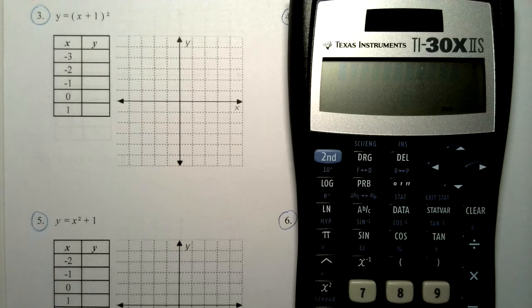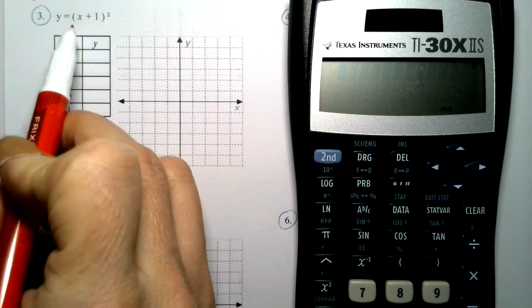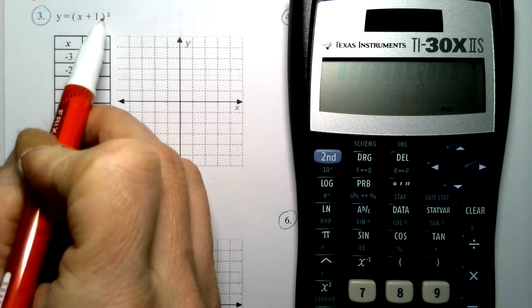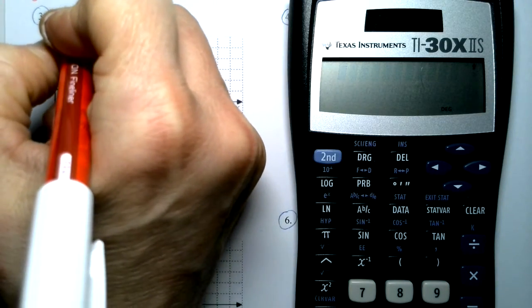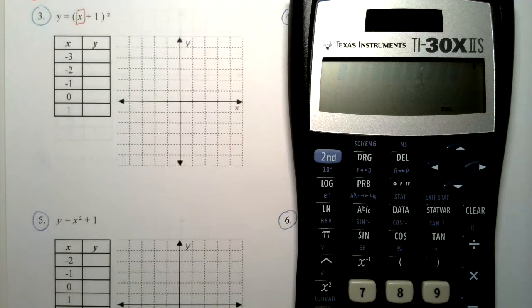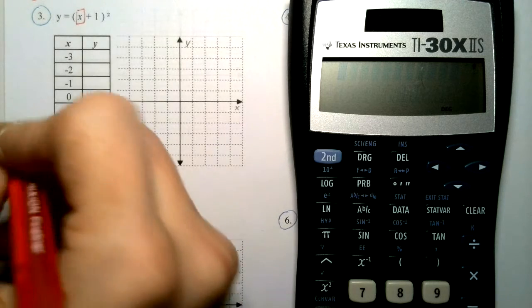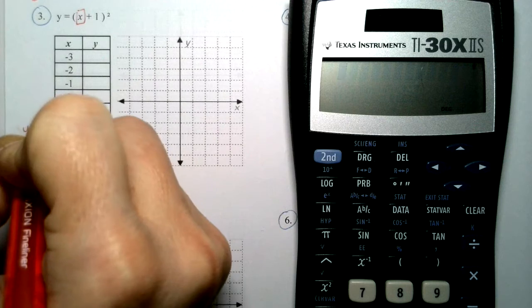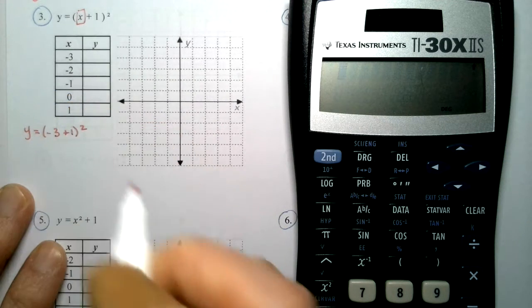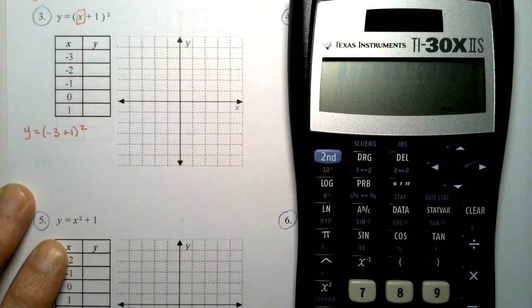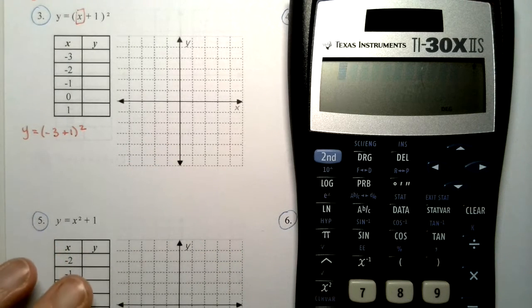Take a look at number 3. We have some parentheses. Our equation is y equals the quantity x plus 1 squared. And so we're going to do the same thing: wherever we see an x, we're going to substitute the value that we're trying to solve for. So y equals -3 plus 1 squared. -3 plus 1 is -2.